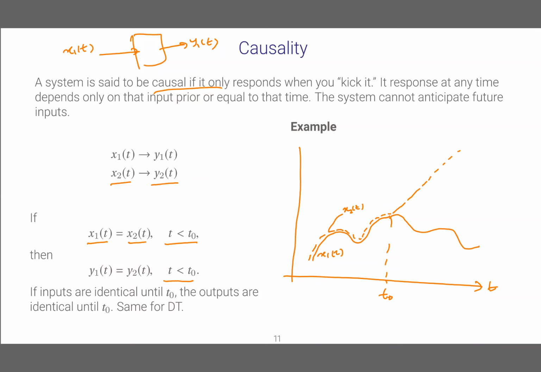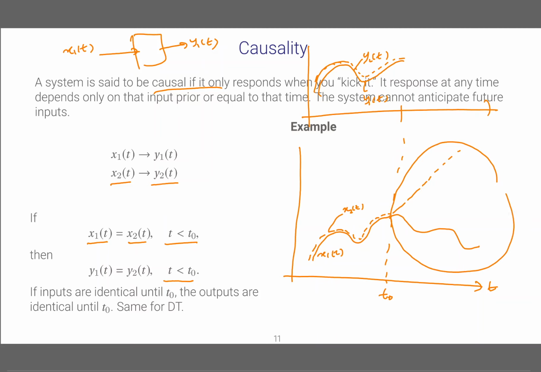So therefore, if you plot the outputs y1 and y2 up until t0, they must be the same. I'm drawing using dotted lines. This is, let's say, y1(t) and this is y2(t). So the fact that the inputs turned out to be different after t0 should not have affected the output up until t0. So you can see that implies causality.